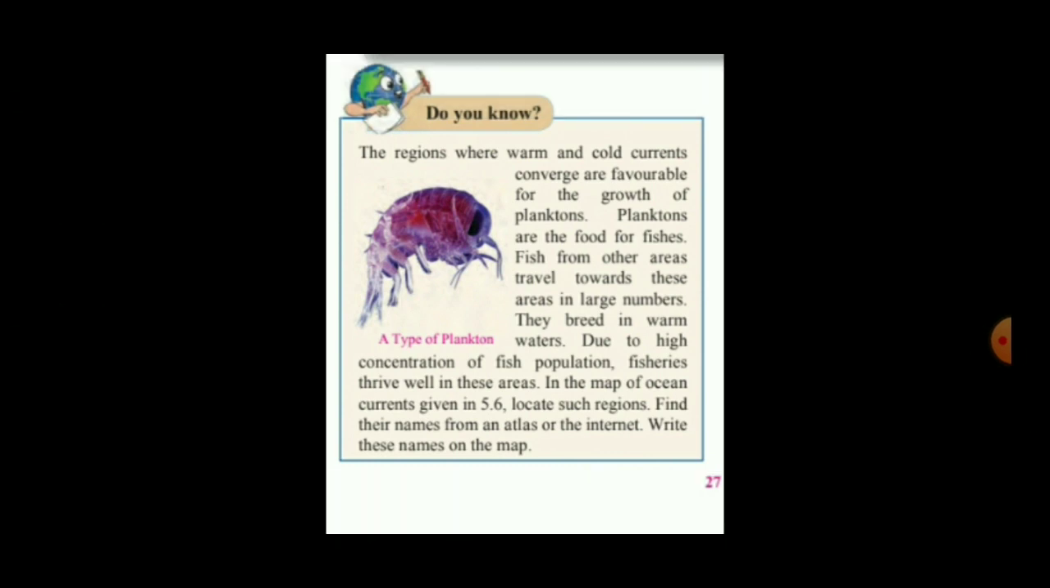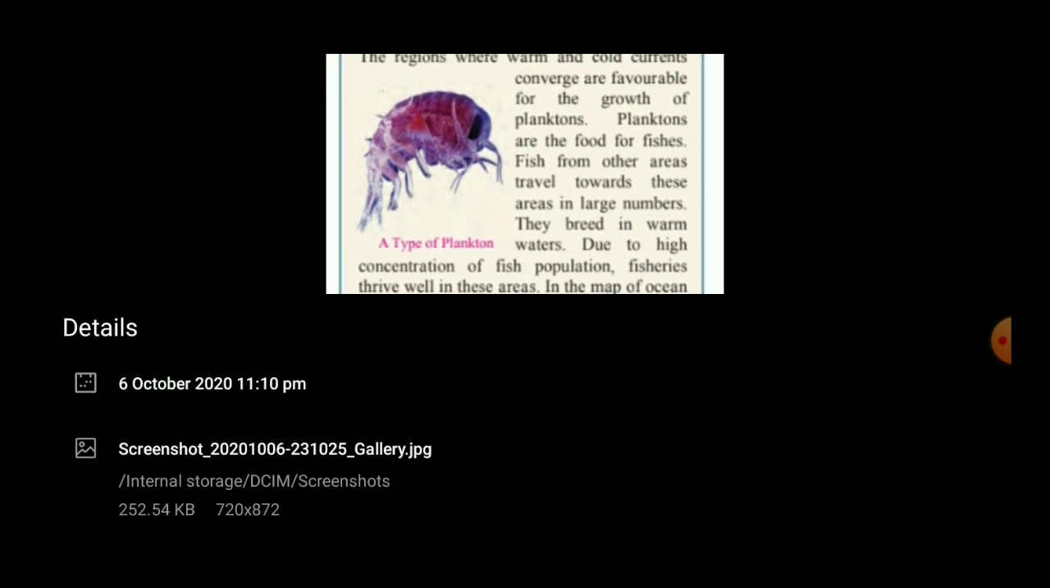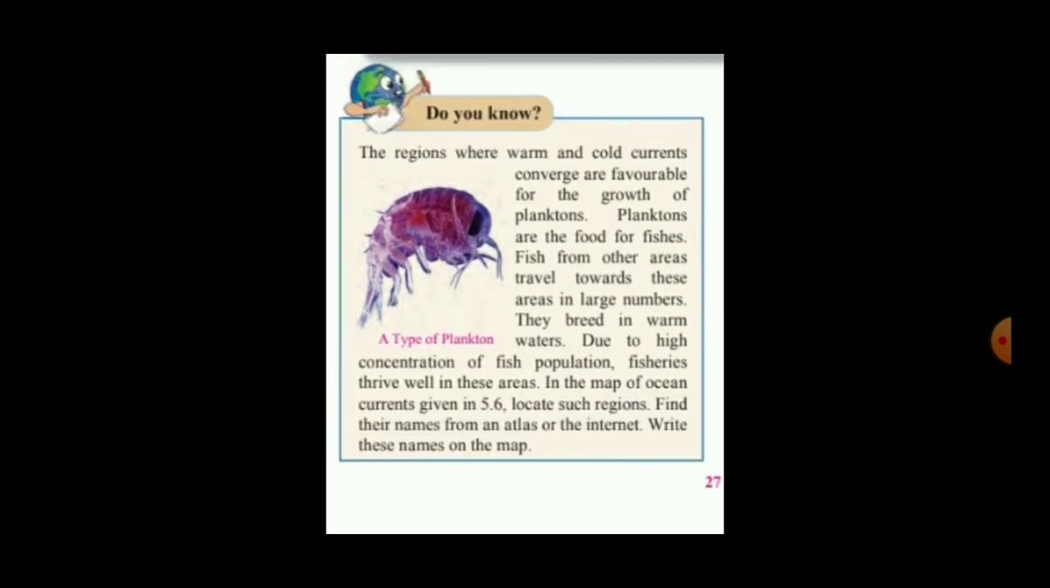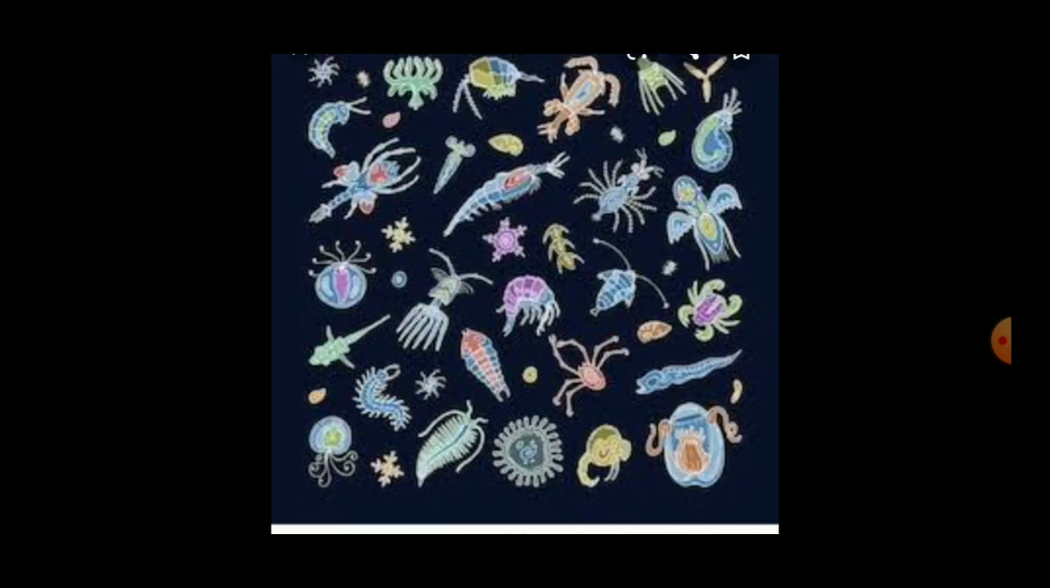As in this place there are a lot of planktons growing or breeding, fishes from other areas will move towards this area, and as fishes are found in abundance, this area will be a breeding place for the fishes. Due to high concentration of fish population in this area, fisheries thrive well in this area. Here is a picture showing you some other sort of planktons, small living things eaten by fishes.